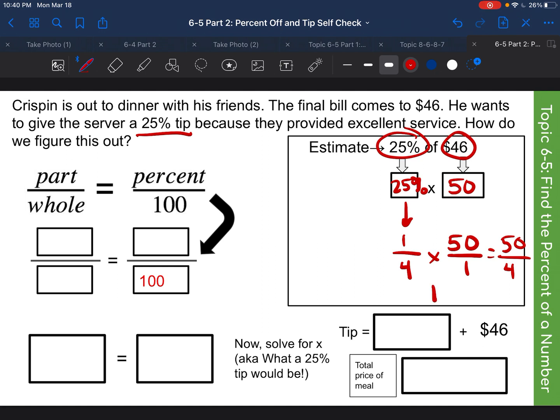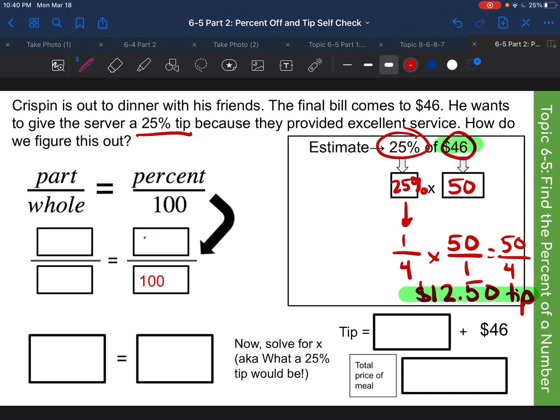And that gives us 12.5. In this case, $12.50 is the tip. And what we would do with that $12.50 is add it to the total bill, and that's how much we would leave at the restaurant for dinner. But that's not our final answer. That's an estimate. We want to find exactly what is 25% of 46.